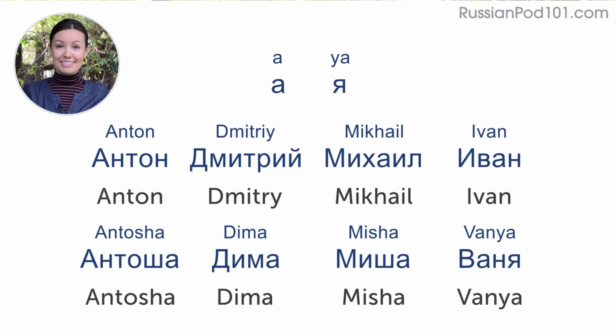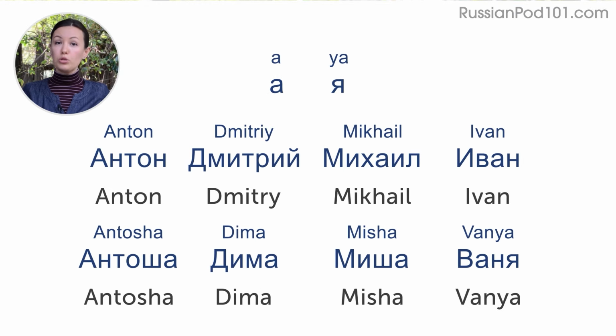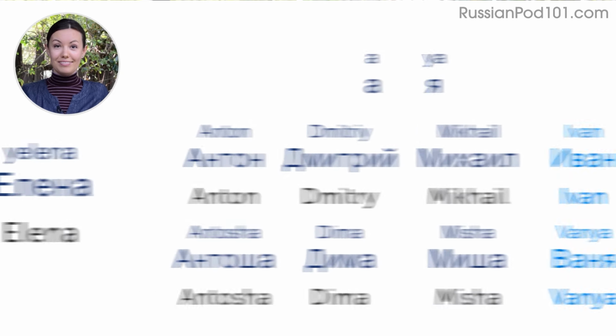It's important to mention that diminutive or short Russian male names usually end in a vowel, in either а or я. For example, the diminutive of the name Антон is Антоша. The diminutive of Дмитрий is Дима. The diminutive of Михаил is Миша. And the diminutive of Иван is Ваня.